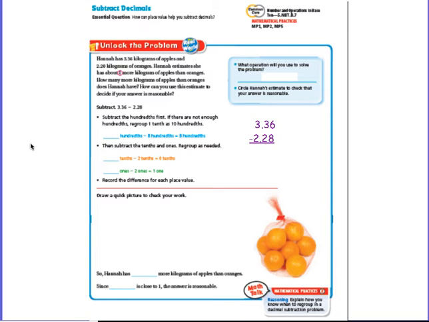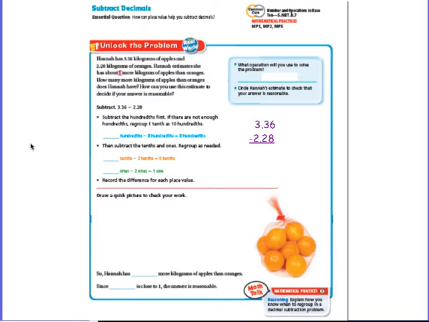Hannah has 3 and 36 hundredths kilograms of apples and 2 and 28 hundredths kilograms of oranges. Hannah estimates she has about 1 more kilogram of apples than oranges. How many more kilograms of apples than oranges does Hannah have? How can you use this estimate to decide if your answer is reasonable?